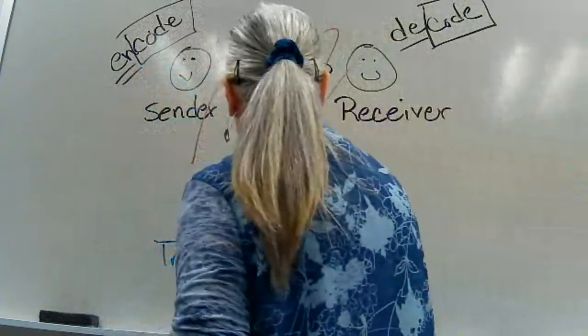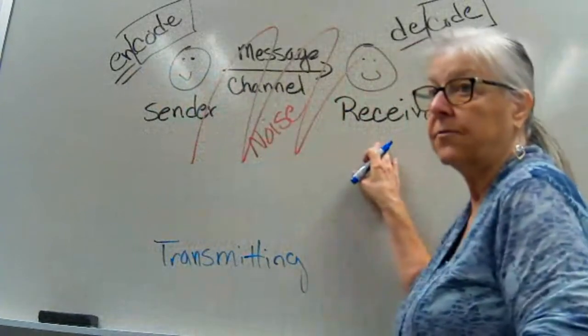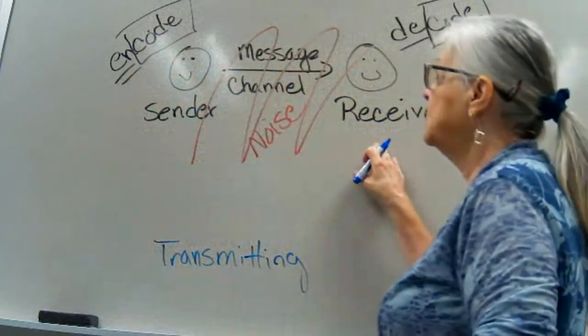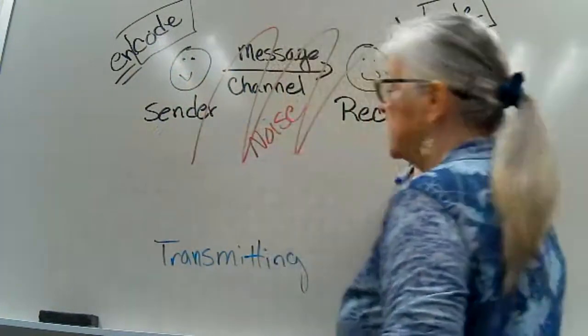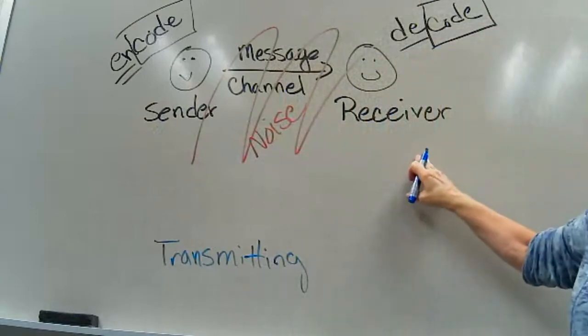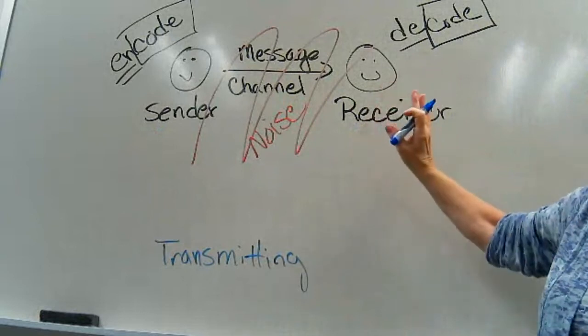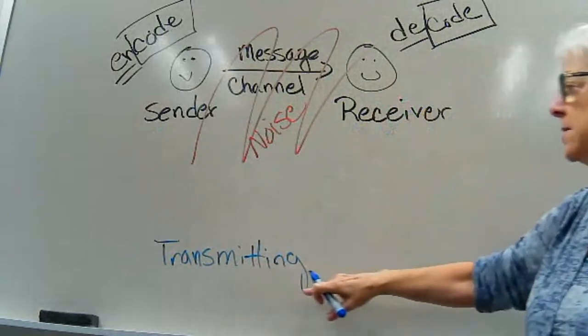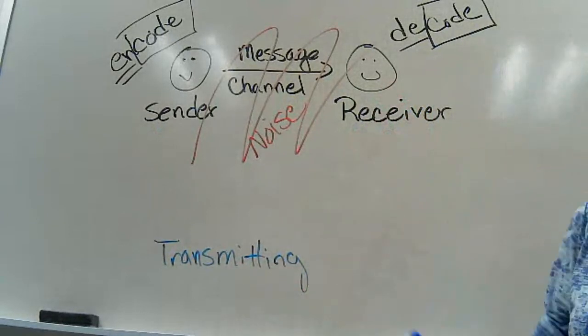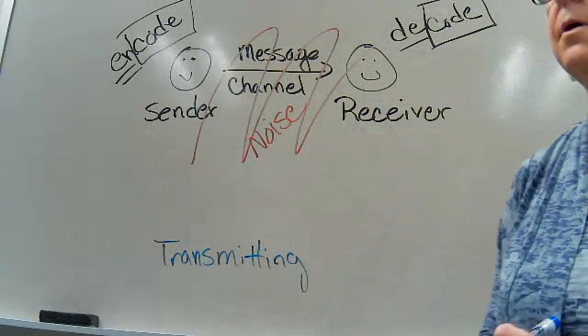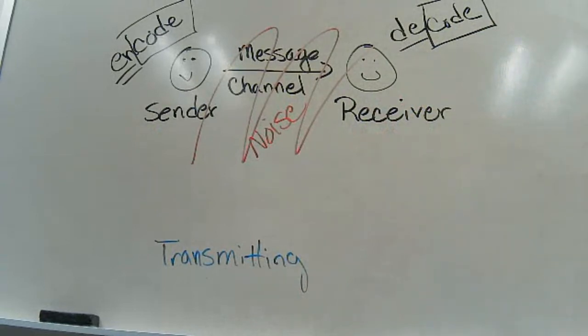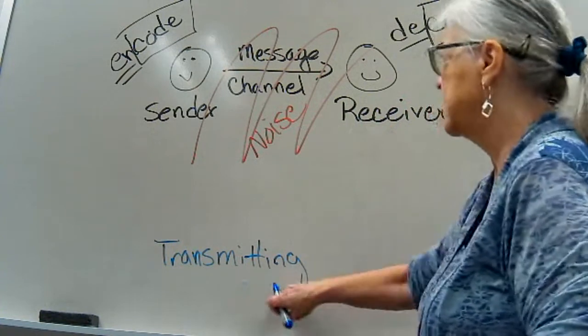I am not expecting a response from this receiver. All I'm doing right now is sending the message, okay? So when I am posting my videos after the lectures, that's all it is. I'm using the transmission type of model, all right? I'm just going to get it out there and hope that somebody in receiver land is going to get it, okay? So that's our transmitting model.